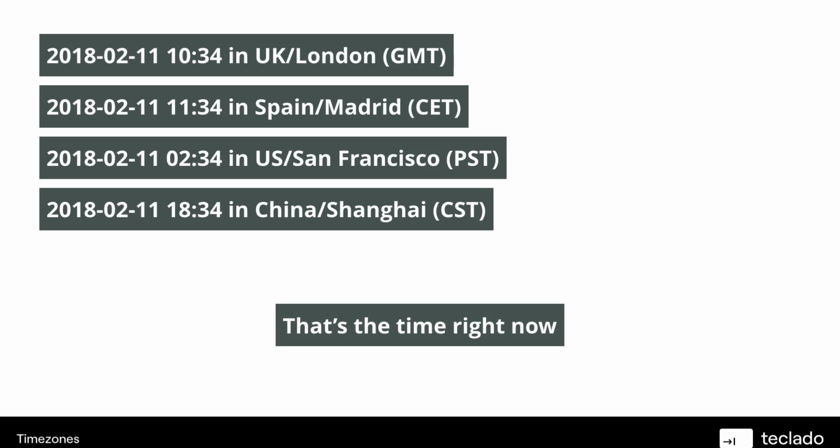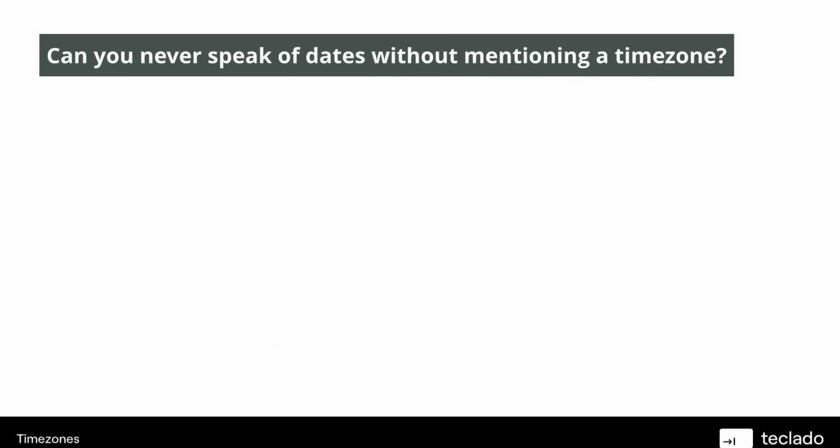Any of those is correct, because I am telling you the time and also the time zone. That way, for you, when you know the time zone, you can convert my current time into your current time without a problem. So the question becomes, can you never speak of dates without mentioning a time zone?